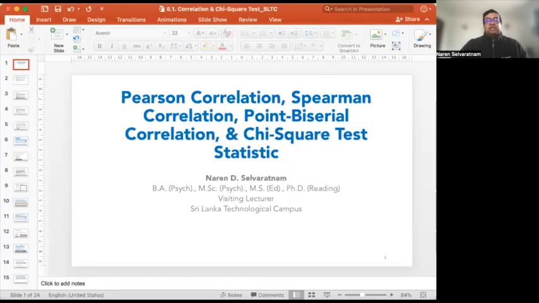Now, let me share my screen so that you can have a glimpse of what exactly we are going to discuss today. All right. Pearson correlation, Spearman correlation, Point-Biserial correlation. These are all correlations, and then I'll be talking about another type of test called the chi-square test statistic as well. These are all tests that one could do in order to identify associations between variables.